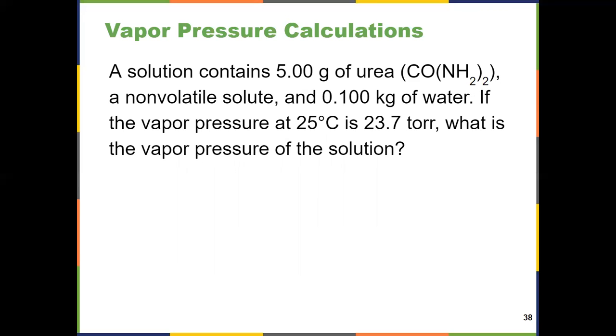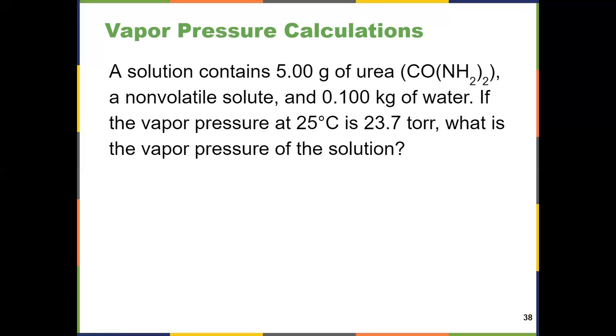If we have a solution that contains 5 grams of urea, which is a non-volatile solute, and we'll always be dealing with non-volatile solutes for vapor pressure, and 0.1 kilograms of water. We're given a vapor pressure at 25 degrees Celsius equal to 23.7 torr, a unit of pressure. We can keep within that unit because we're not asked to do anything else. Now, what's the vapor pressure of the solution?